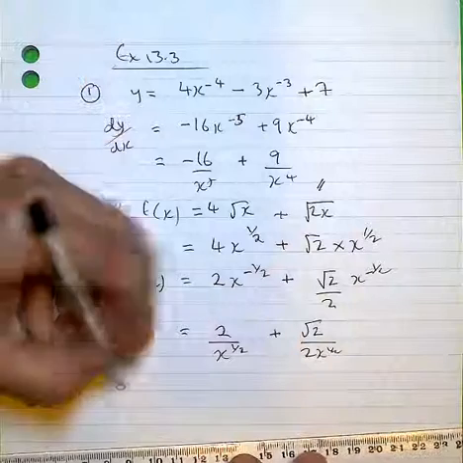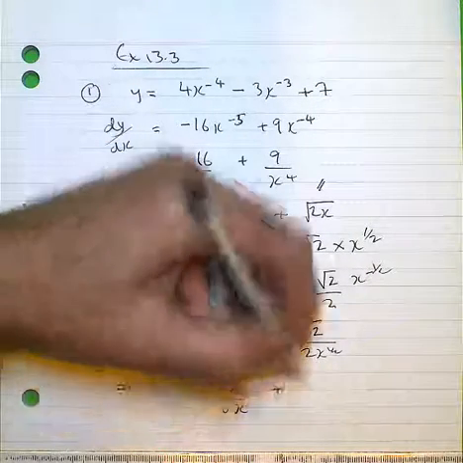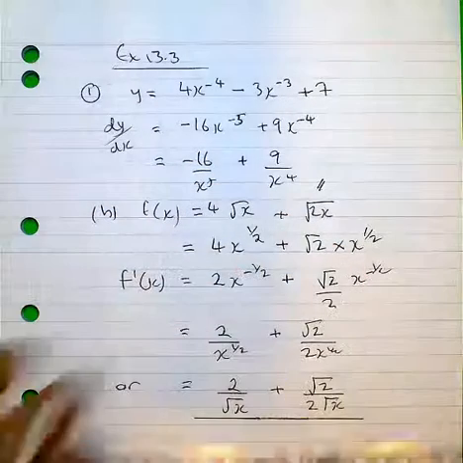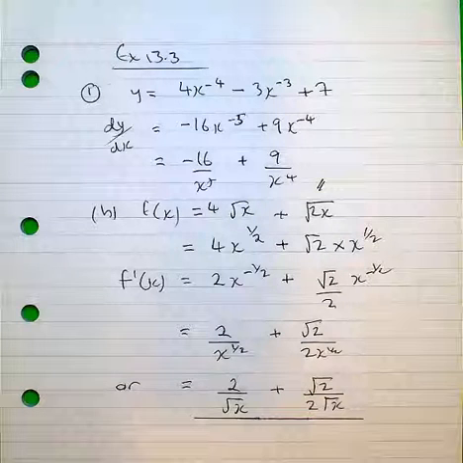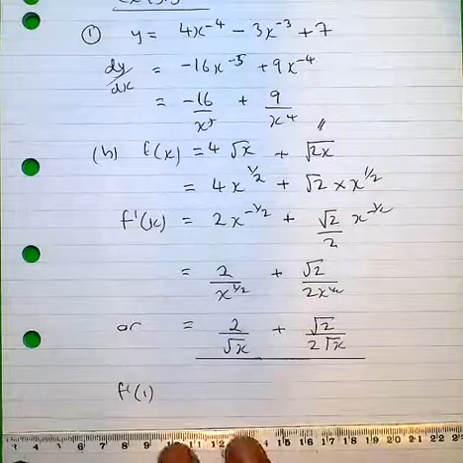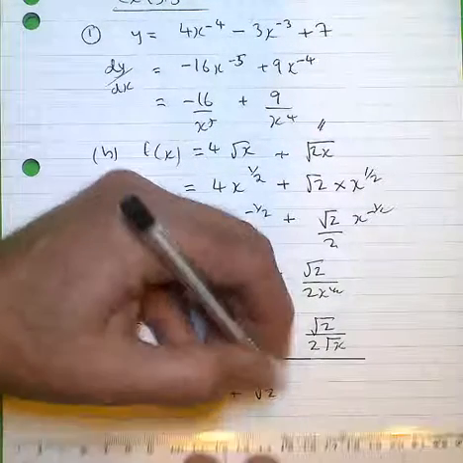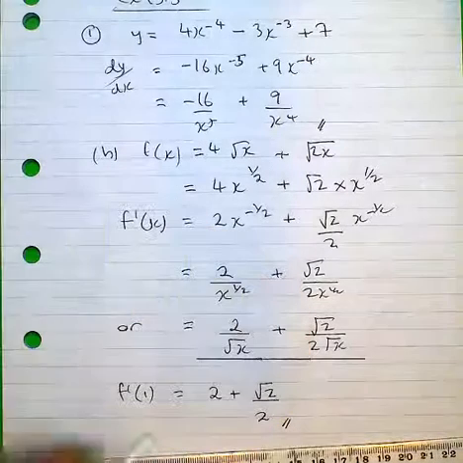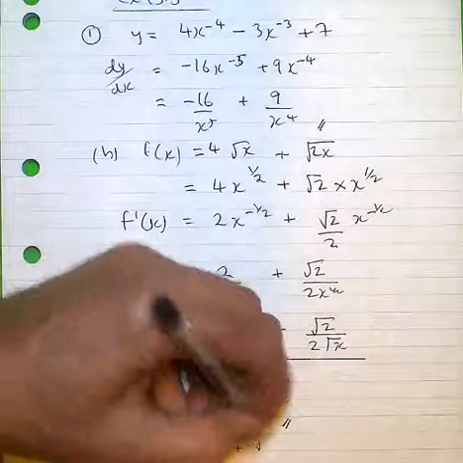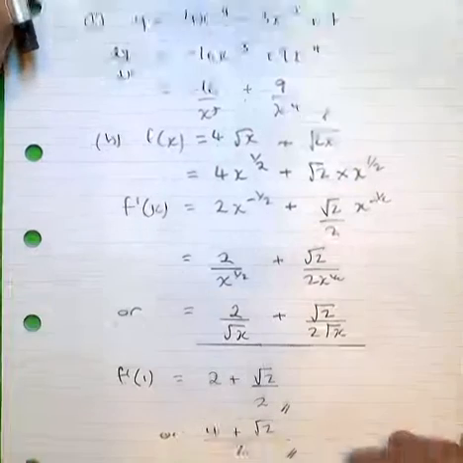I could perhaps leave that as the answer. I notice, looking in the back of the book, they write as root x. Could write it in that format with the surdic form. And when x is equal to 1, simply plug it in. Or 4 plus root 2 all over 2 as the gradient answer.